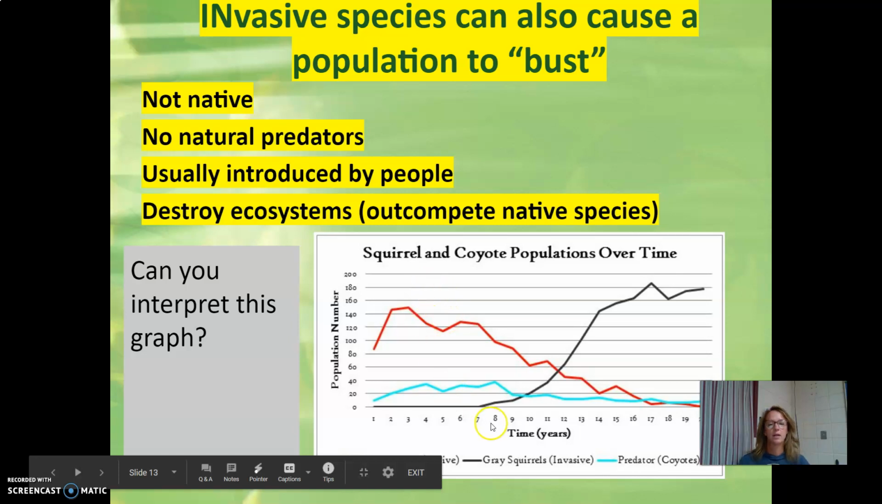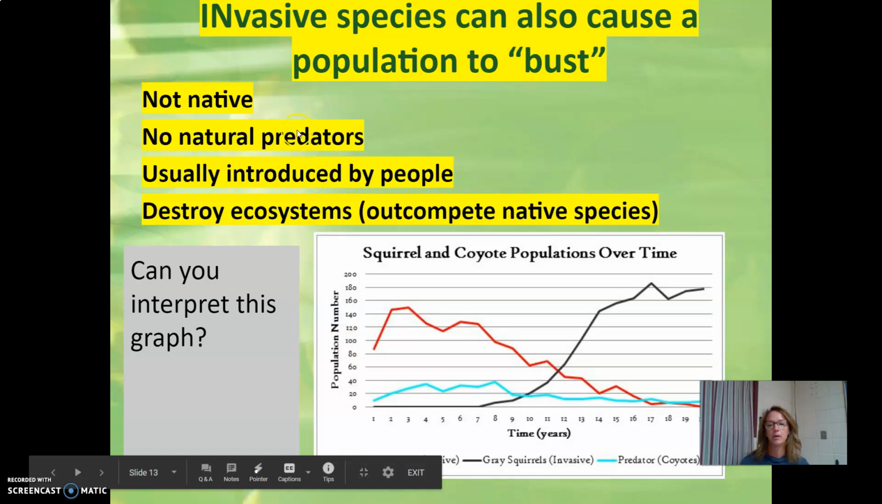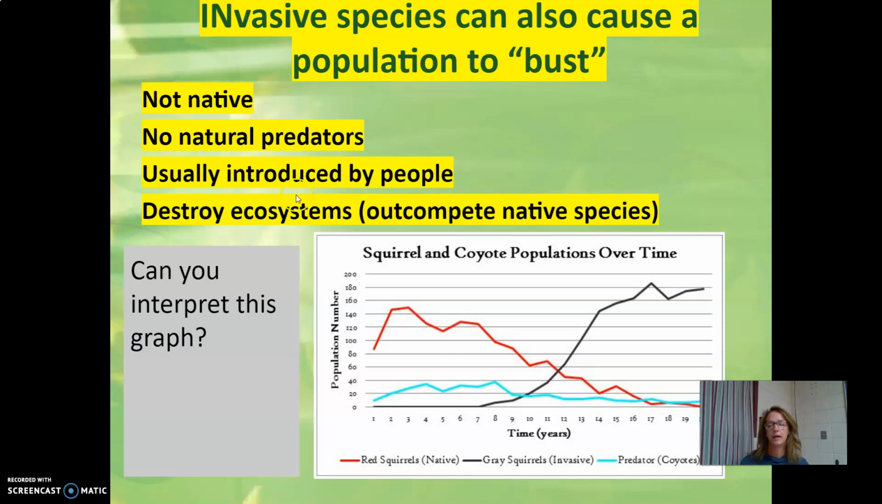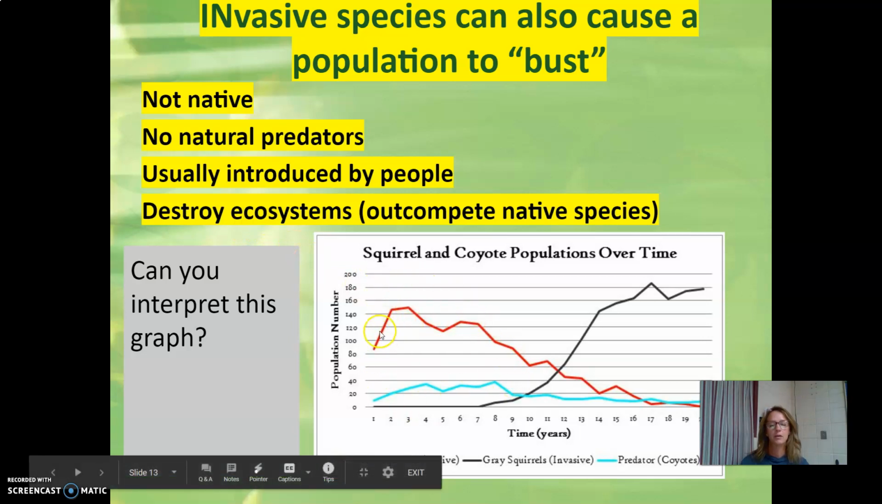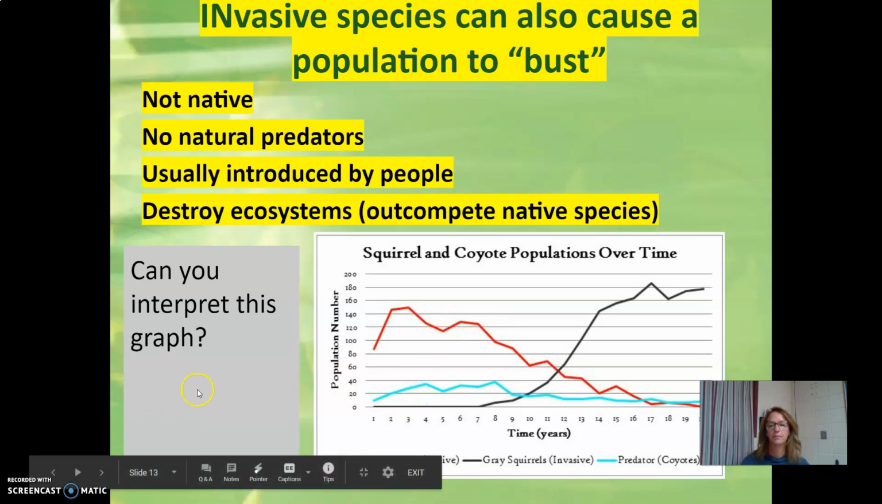So invasive species are not supposed to be there. Invasive species, you need to know this definition. They are not native, meaning they don't belong there, they weren't naturally there. Because they didn't naturally evolve in an environment, they have no predators. It's usually people that bring in these invasive species, so we'll talk about that. And ultimately, an invasive species destroys an ecosystem because it ruins not only the food source that it's competing with, but it ruins predator-prey relationships. So I do want you to draw this graph, label it as predator, prey, and invasive species taking over.